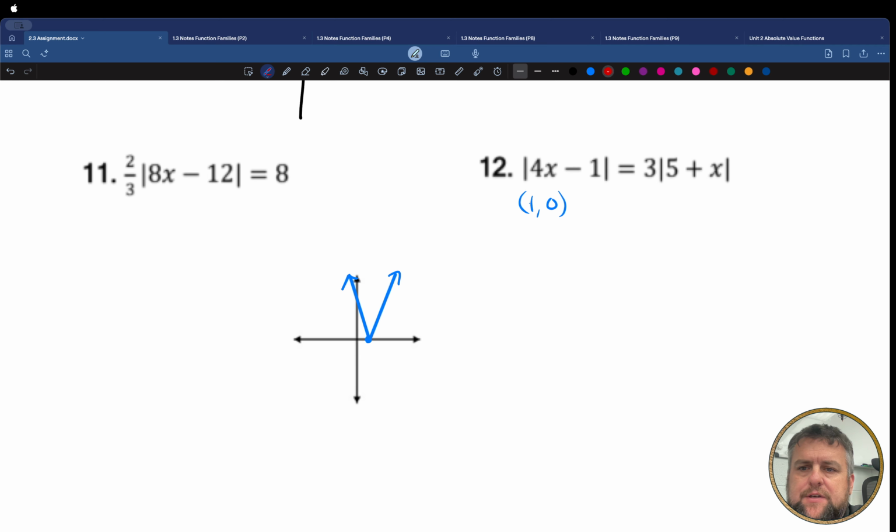Okay, and then my other function, I have 5 plus x, but then I'm taking the absolute value of that and I'm vertically stretching it by a factor of 3. So I'm going to have a slope of 3 on this one, whereas a slope of 4 over here. But the vertex of this one is going to be at -5, 0. So it's way over here. And it's going to have a slope of 3, so it's a little bit more shallow than the 4.